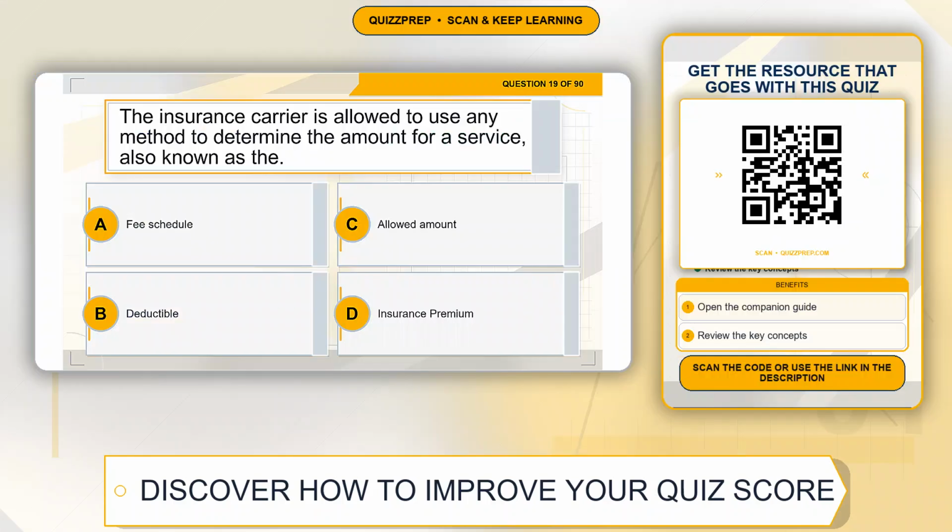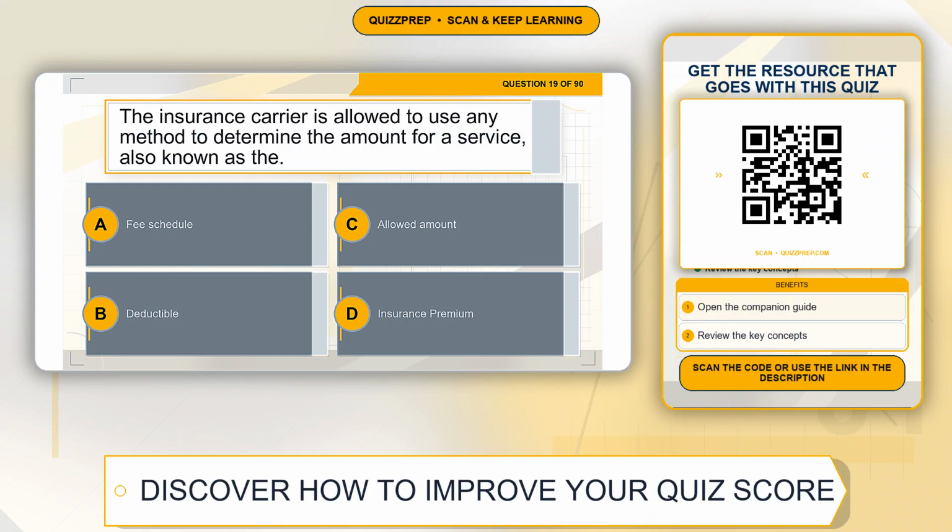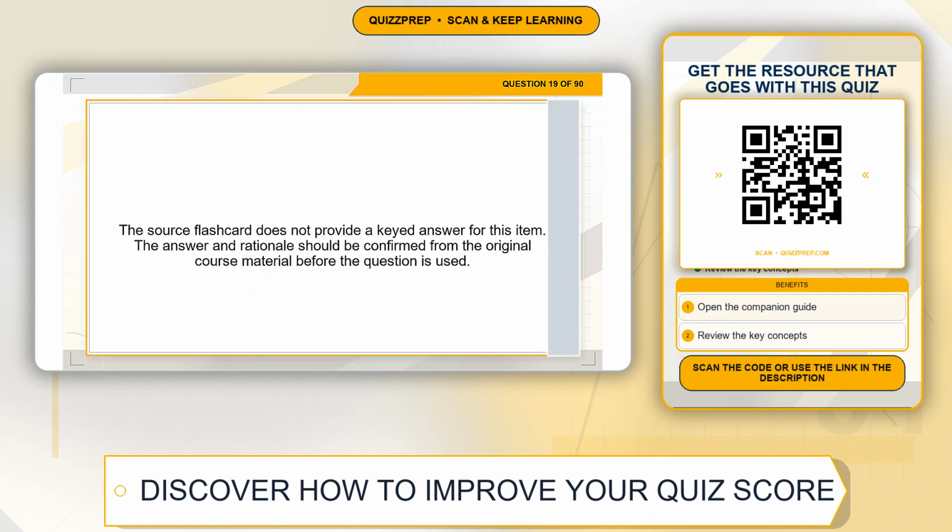Question 19. The insurance carrier is allowed to use any method to determine the amount for a service, also known as the option A, fee schedule. Option B, deductible. Option C, allowed amount. Option D, insurance premium. The correct answer is not shown. Explanation. The source flashcard does not provide a keyed answer for this item. The answer and rationale should be confirmed from the original course material before the question is used.